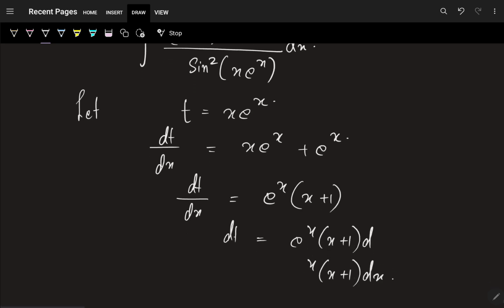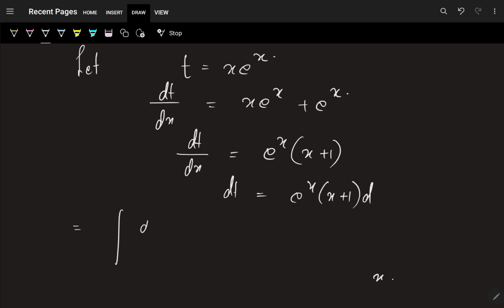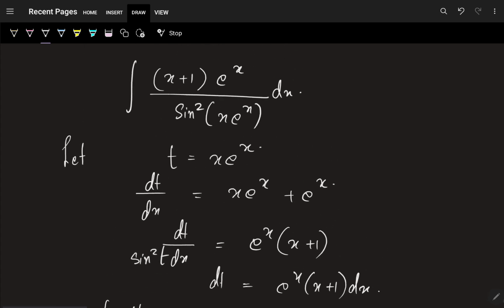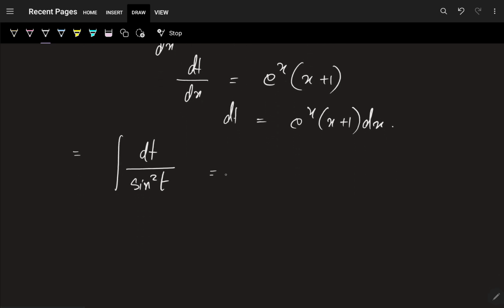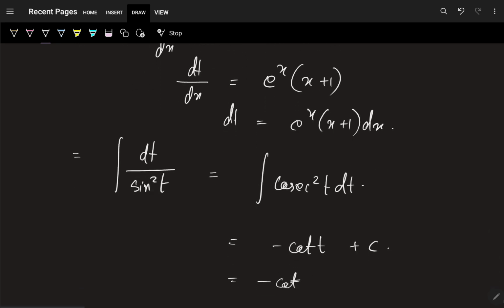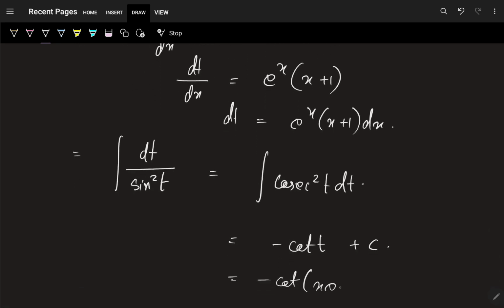So my integral is going to become integration dt upon sine square t. Okay, integration dt upon sine square t. This is integration cosec square t dt. Now the integral of cosec square t is minus cot t. I hope you are aware of the formulas. So minus cot of what was t? t was x e to the x. So this is the answer.